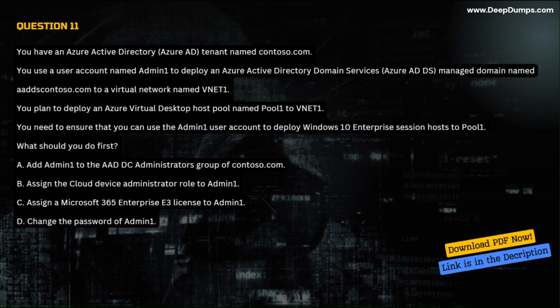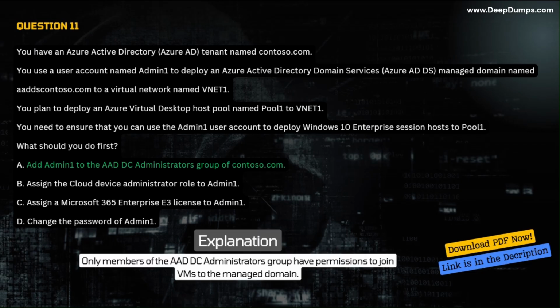A. Add admin1 to the AAD DC Administrators group of contoso.com. B. Assign the Cloud Device Administrator role to admin1. C. Assign a Microsoft 365 Enterprise E3 license to admin1. D. Change the password of admin1. Correct answer A. Add admin1 to the AAD DC Administrators group of contoso.com. Explanation: only members of the AAD DC Administrators group have permissions to join VMs to the managed domain.